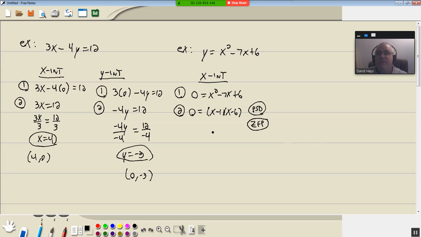And then we'd use the zero factor property. You get 0 on one side, you factor the other side, you set each factor equal to 0. So I'll set x minus 1 equal to 0, and I'll set x minus 6 equal to 0. And that gives us x equals 1 and x equals 6. And if you want to write them in point form, that'd be (1, 0) and (6, 0).